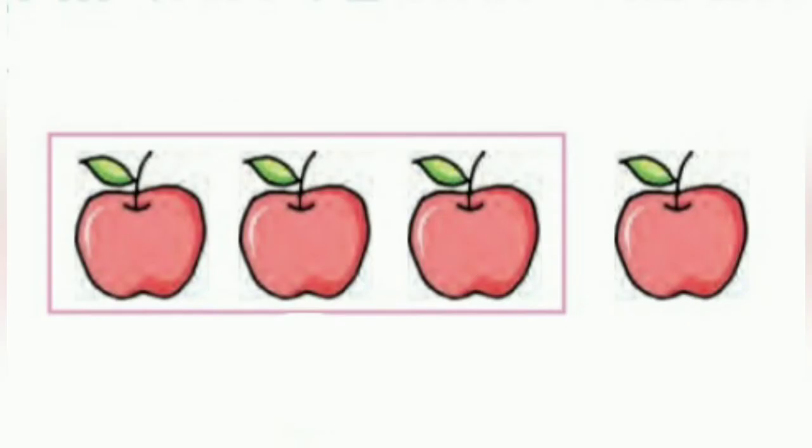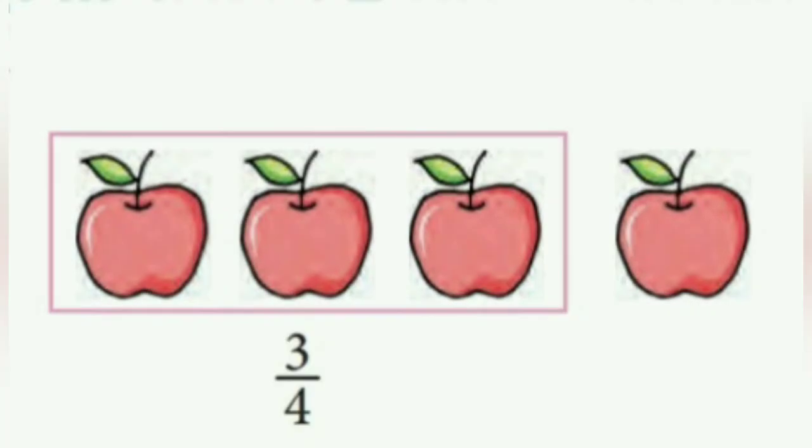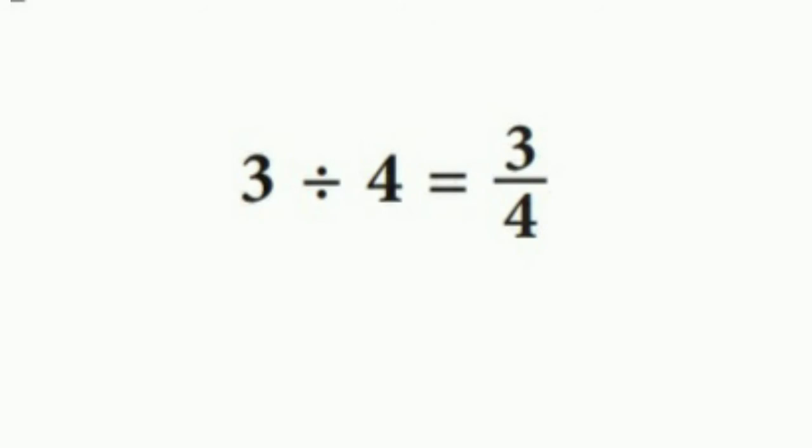Let's see another example. Here in this picture 3 apples are taken, so we will write 3 by 4. The fraction is 3 by 4. It equals 3 divided by 4 because 3 divided by 4 tells that 3 apples out of 4 apples are taken. Both express the same fact, so these can be equal to each other.